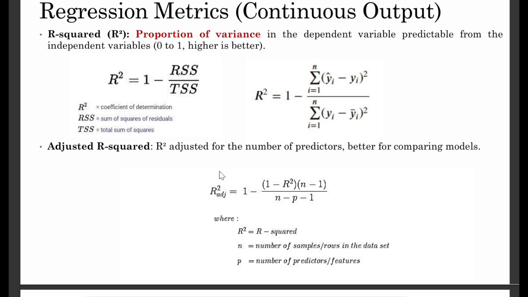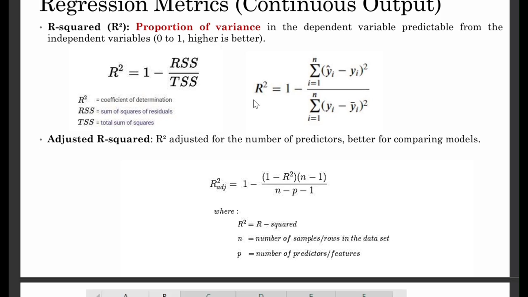And the formula is given as R squared is equal to 1 minus RSS by TSS, where RSS is equal to sum of squares of residuals and TSS is total sum of squares. We can also write it as R squared is equal to 1 minus summation of (yi cap minus yi) whole square by summation of (yi minus yi bar) whole square.